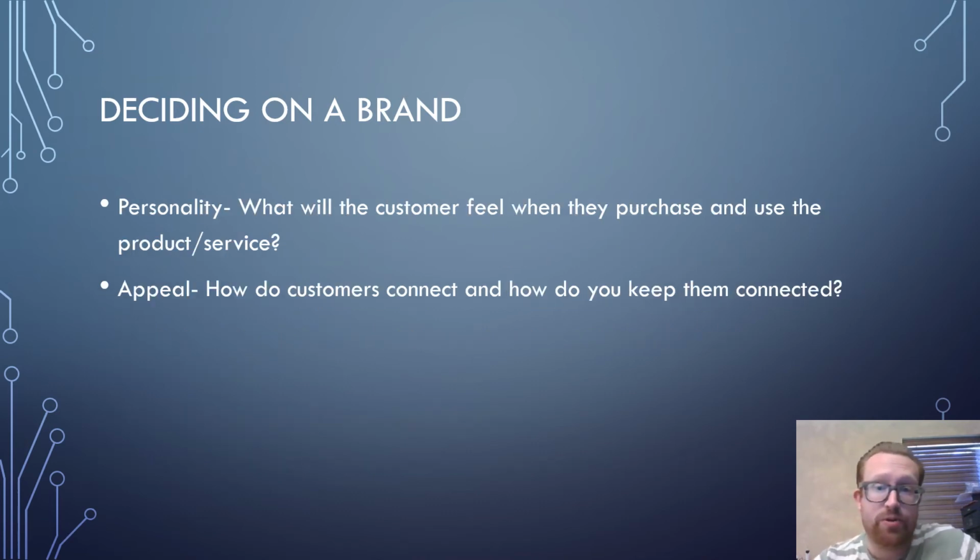Next is the personality. What will the customer feel when they purchase and use the product or service? This is different. This is essentially, how is the person going to feel when they purchase and start using it? And then lastly is the appeal. How do the customers connect, and how do you keep them connected? Like, for example, with my iPhone, I have an older phone, not too old though, but I'm going to be wanting to upgrade and update in the next few years, probably next few months.